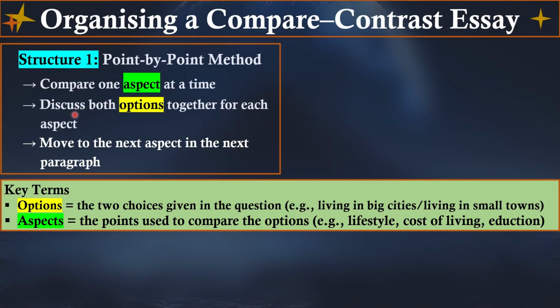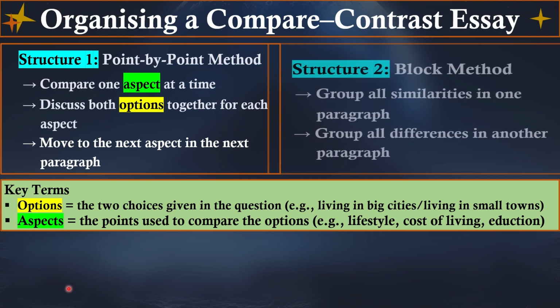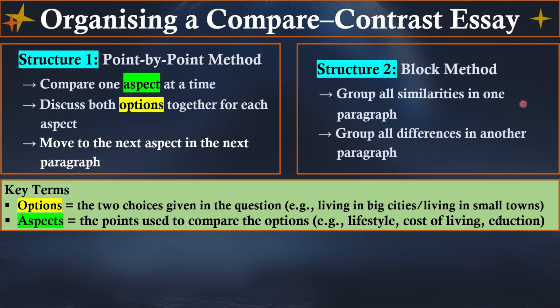In the point-by-point method, you compare one aspect at a time. For each aspect, you discuss both options together before moving on to the next point. The second is the block method. In this structure, you group all similarities in one paragraph and all differences in another paragraph.